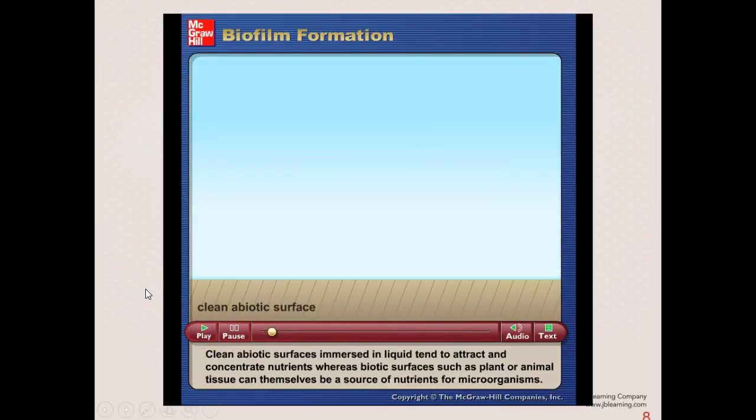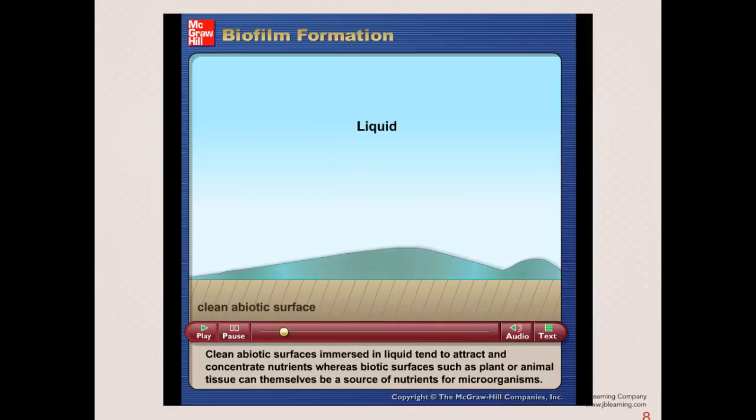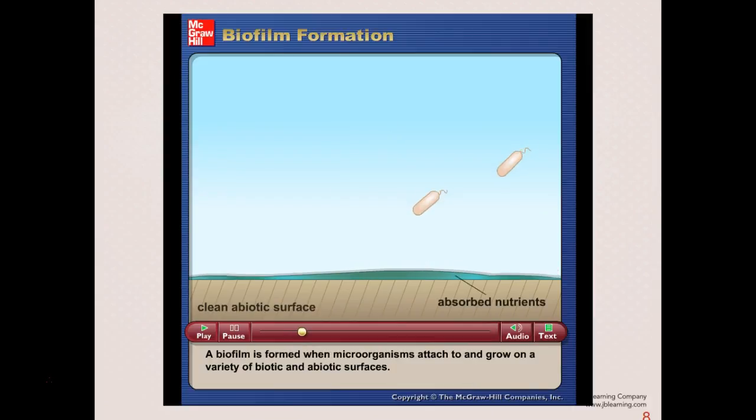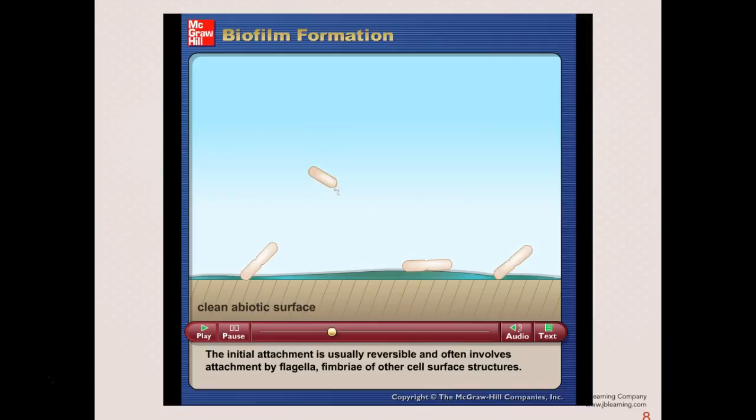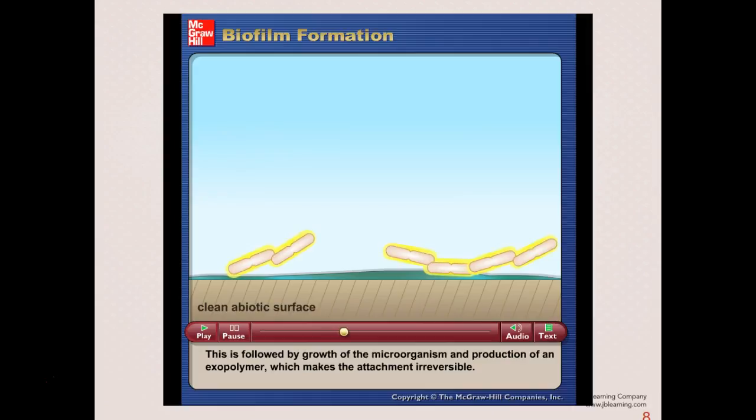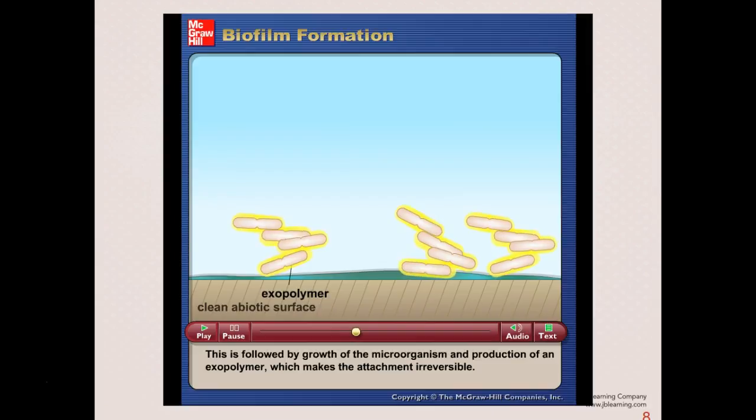Clean abiotic surfaces immersed in liquid tend to attract and concentrate nutrients, whereas biotic surfaces such as plant or animal tissue can themselves be a source of nutrients for microorganisms. A biofilm is formed when microorganisms attach to and grow on a variety of biotic and abiotic surfaces. The initial attachment is usually reversible and often involves attachment by flagella, fimbriae, or other cell surface structures. This is followed by growth of the microorganism and production of an exopolymer, which makes the attachment irreversible.